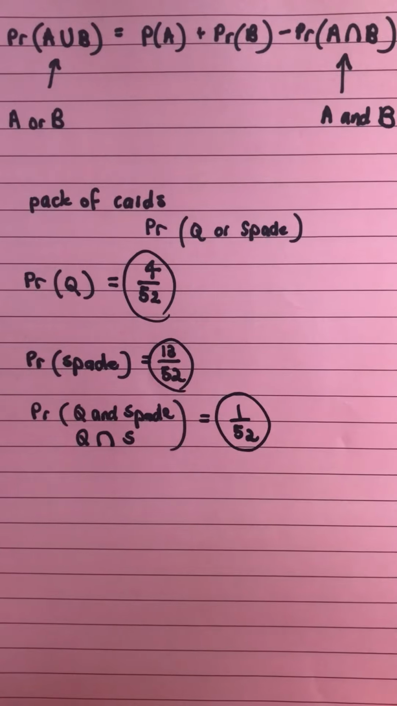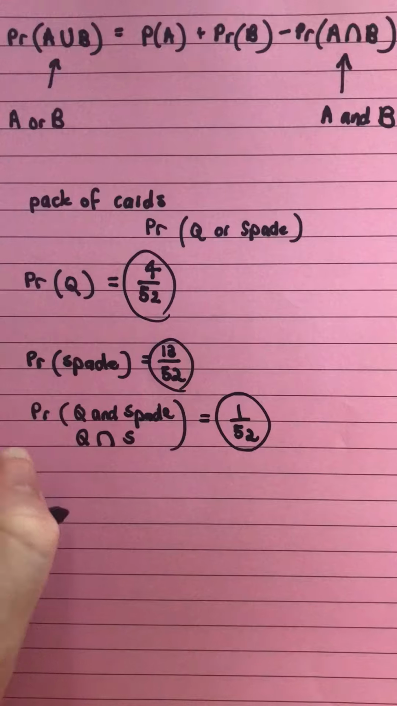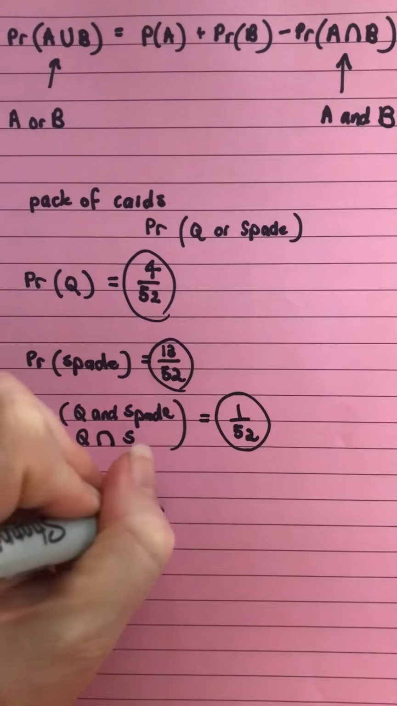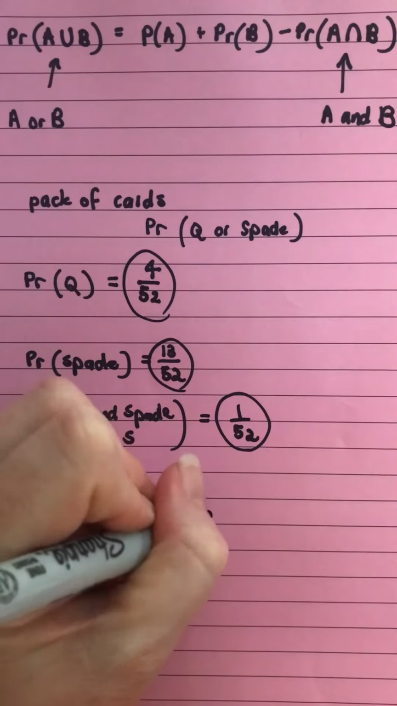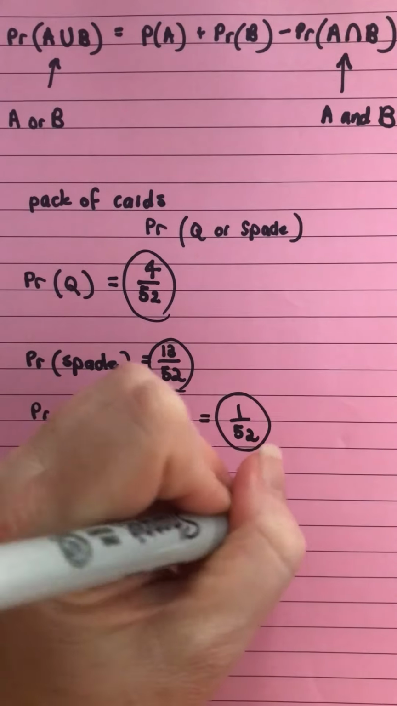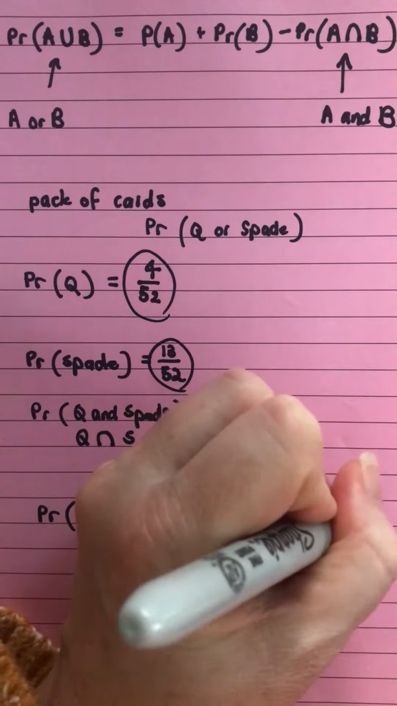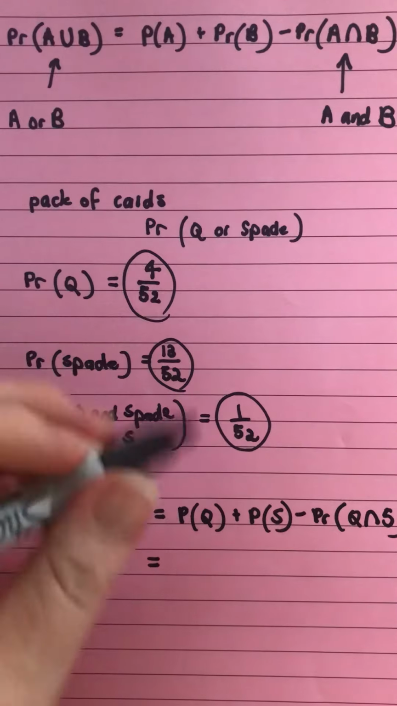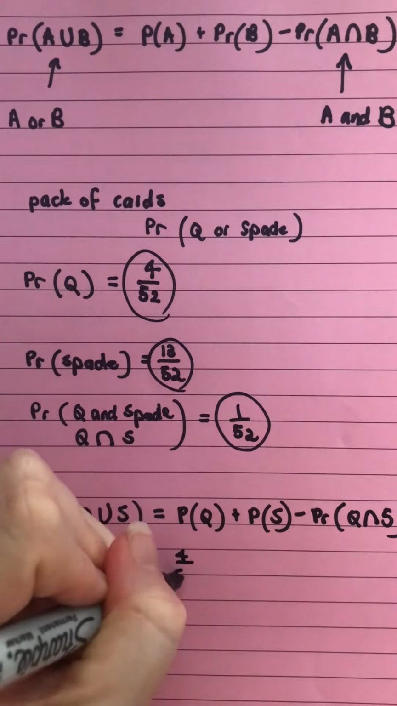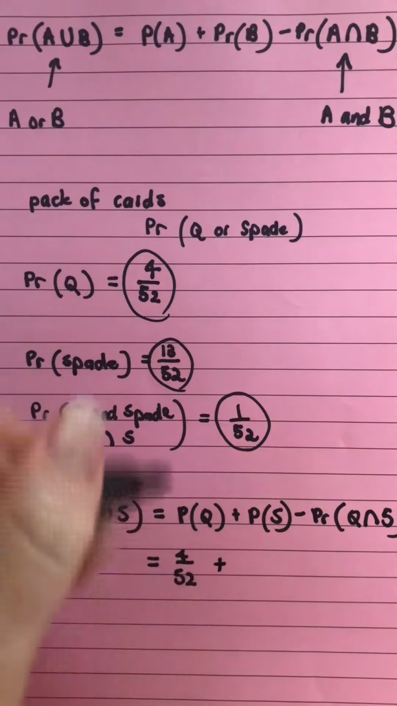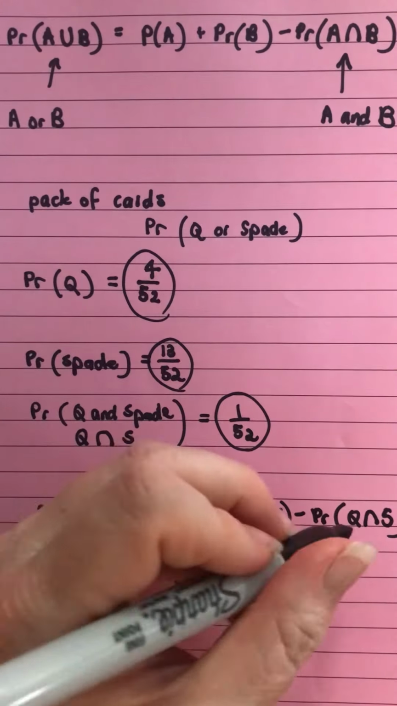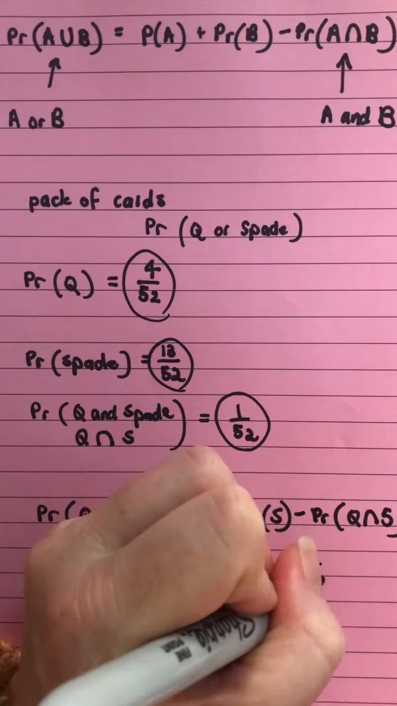So now we're going to bring that together, and we will do our probability of a queen or a spade is going to equal our probability of a queen plus the probability of a spade, take away the probability of a queen and spade. So we've got the probability of the queen is 4 on 52. Then we've got our probability of spade is 13 on 52. And then we're taking away the probability of a queen and spade, which is 1 on 52.